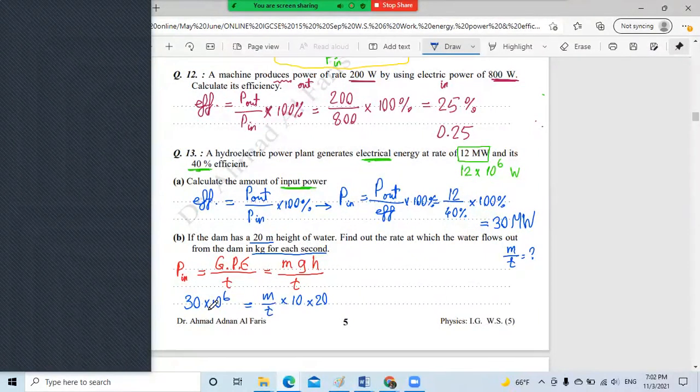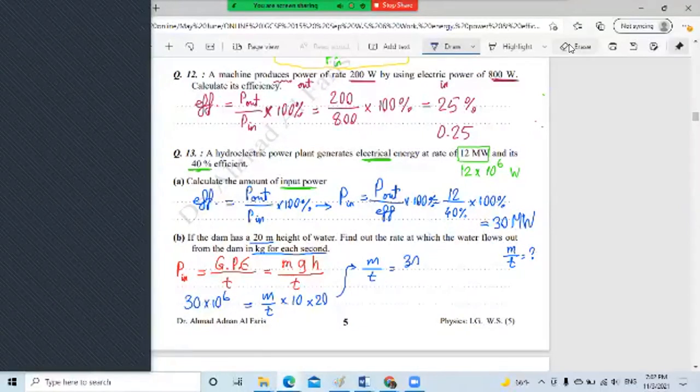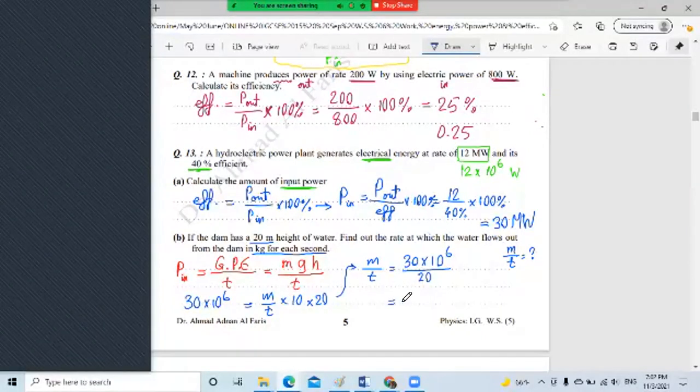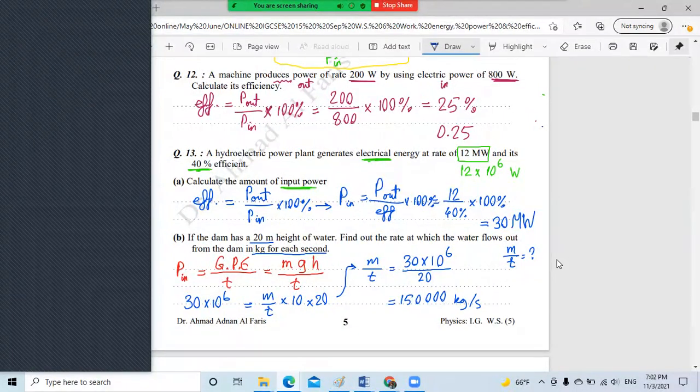So m divided by t equals 30 million divided by 200. So mass divided by time, that is what they ask about, is 30 times 10 to the power of 6, divided by 10 times 20, which is 200, and the answer will be 150,000 kilogram per second. That's how much water comes out from this dam, from this hydroelectric power station to produce electricity.